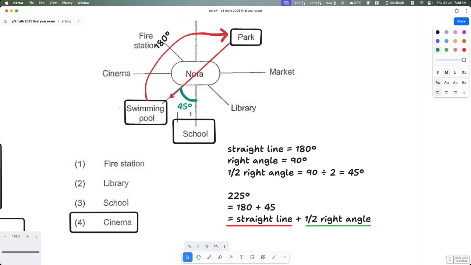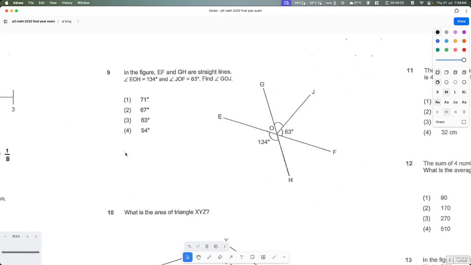So she eventually, let me have an arrow. So she turned 45, and then she turned another 180. Hopefully this makes sense in this case over here. Now I'm going to put this in red. So the answer to this is not the cinema, but the school. All right, let's move on to the next question.